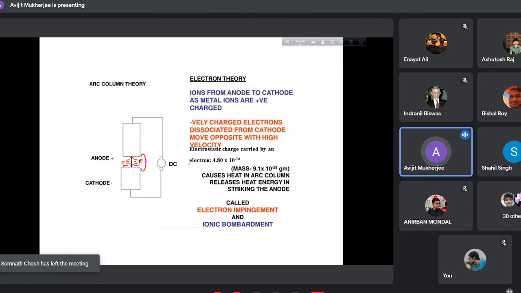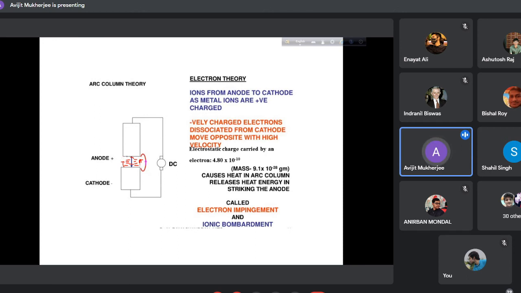A single electron has a very small mass, 9.1 times 10 to the power minus 28. So very small. But when not a single electron but thousands of electrons are liberated and rushing towards the anode, right? And when the electrons collide with the anode surface, they are attracted towards the anode and ultimately collide with the surface.